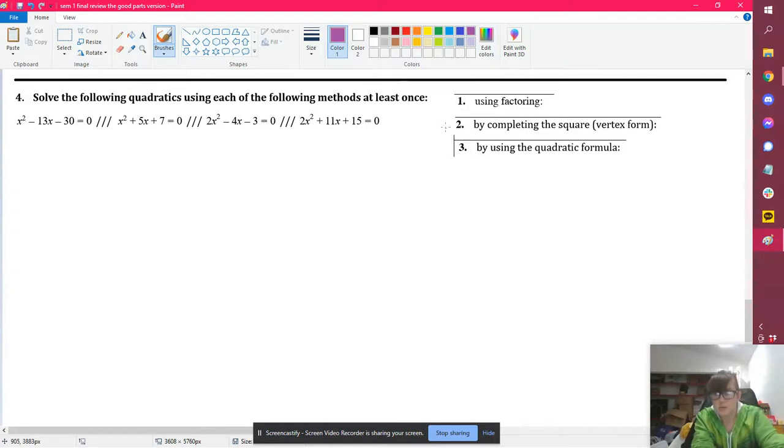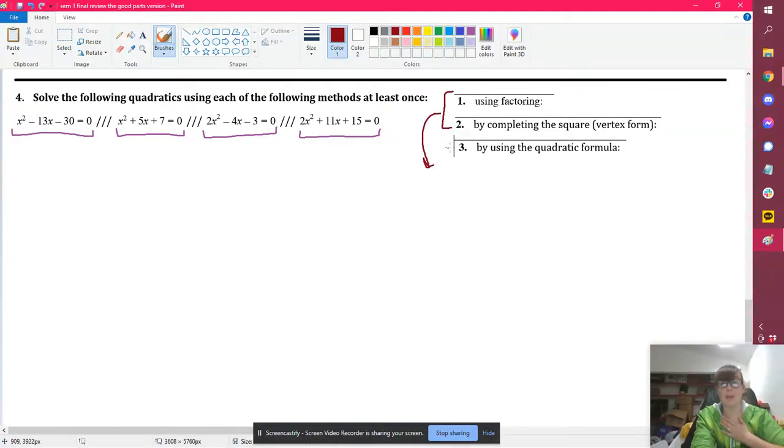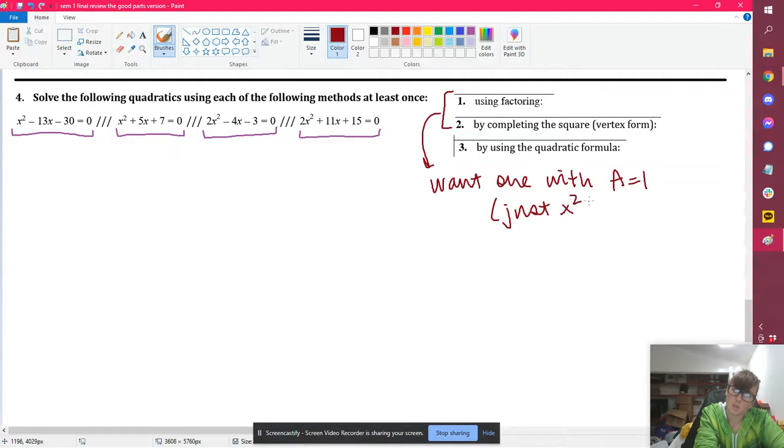You also have to pick, right? So when I see these different quadratics, I need to say which is the easiest one to factor. I definitely do that one with factoring, right? Then which one is the easiest one by completing the square? Which one is the easiest one for quadratic formula? For factoring and completing the square, especially, my personal opinion is I want one without a's. Right? So just x squared.